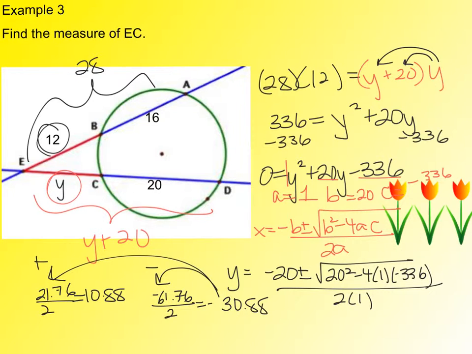Well, if I look back at my original problem, I notice y is a side length, so this negative value does not work for me, so my final answer is that missing chunk, EC, is equal to 10.88.